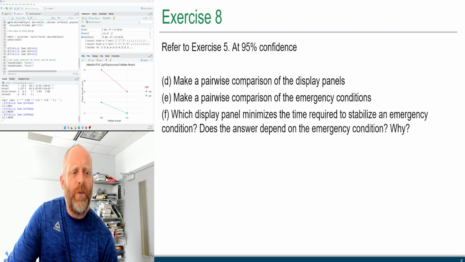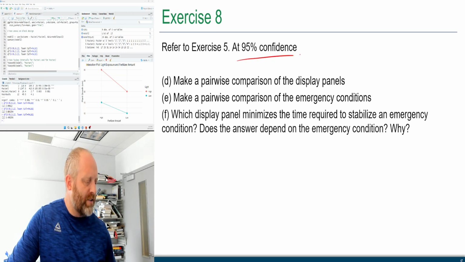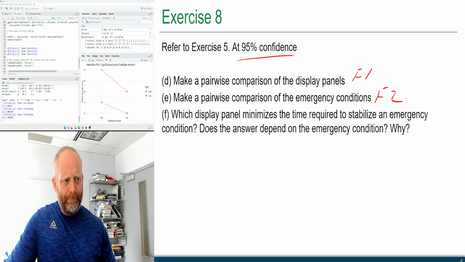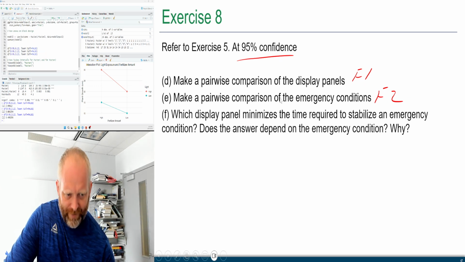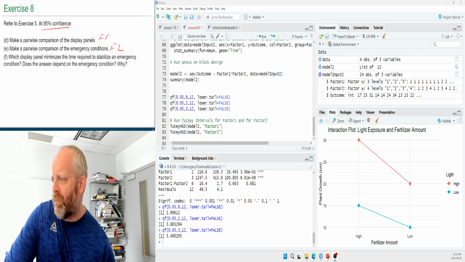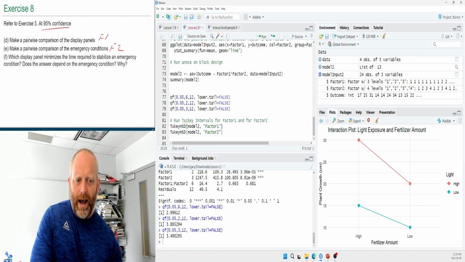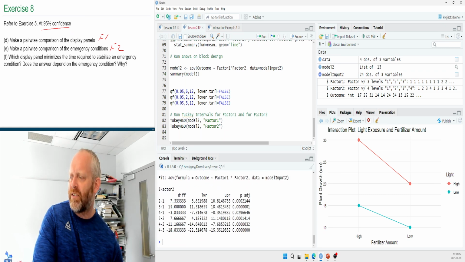All right, so at alpha being 0.05, so 95% confidence, we want to do a pairwise comparison on the display panel. That is my factor 1, F1, and for my emergency condition, that's my factor 2. Let's do that first, and then we can answer the next part afterwards. So going back to R, I want the confidence intervals for my factor 1, so I'm doing two inputs here. My first is what my model for my ANOVA table was saved in, so that's model 2. And I want the pairwise comparison just for my factor 1, and just for factor 2. There we go.